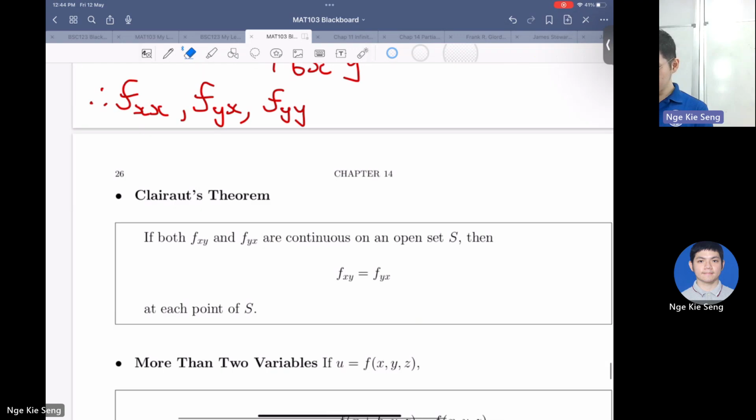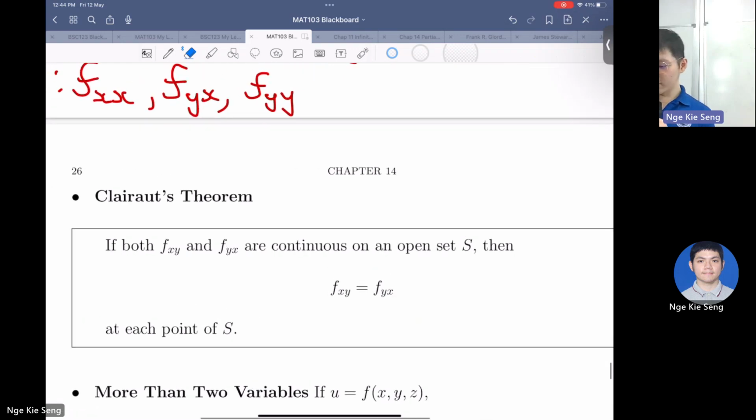Okay. So the next is this theorem here. If both f_xy and f_yx are continuous, then f_xy equals f_yx. This is very useful. Actually, this is quite surprising. You only have continuous partial derivatives. Why do they have to be equal? Interesting or not? A property of continuity implies some equalities. So why is this true?